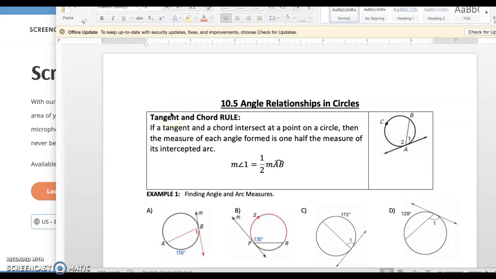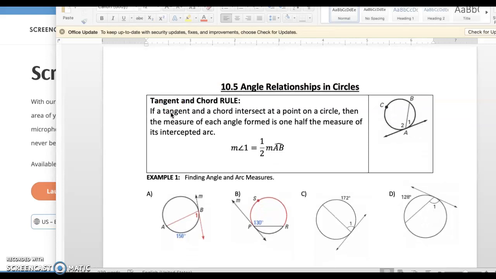This is our video for 10.5. It's our first of two videos, and I tried to break it down as best as I could. It's just talking about different angles that we can still create within circles. So the first one is talking about a tangent and a chord, and it is very similar to our inscribed and intercepted arc rule that we talked about.